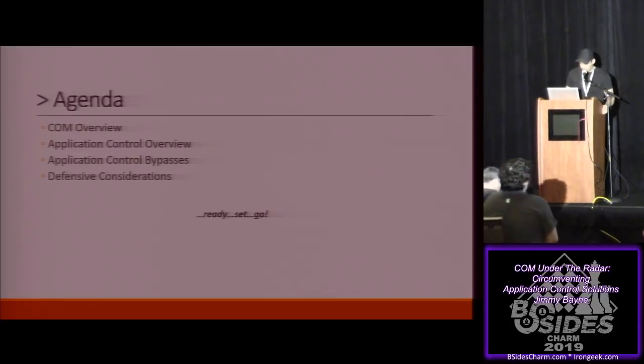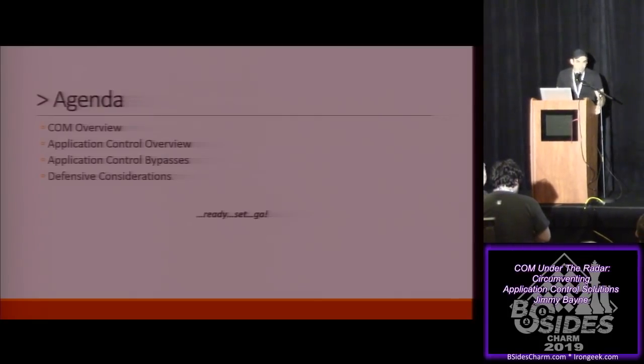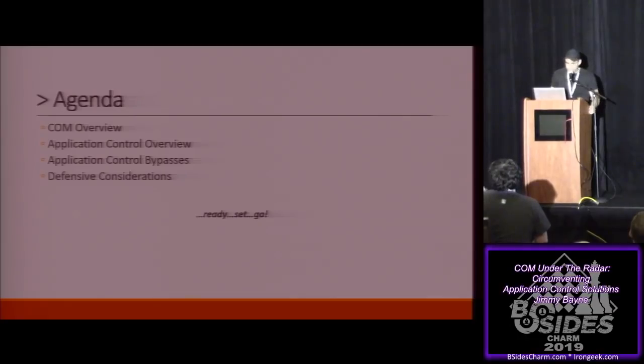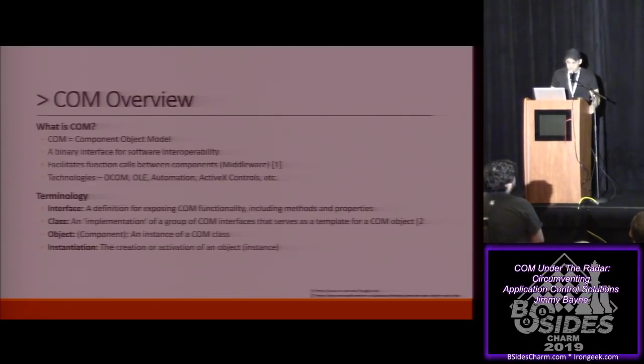All right, today we'll discuss a brief overview of COM. We'll try to keep it short. COM is COM. We'll also take a look at two application whitelisting solutions, as well as look at a few different bypasses and some defense considerations at the end. After the talk, I'll follow up with a blog post in the event that if I underrun, there'll be information provided there. So let's get started.